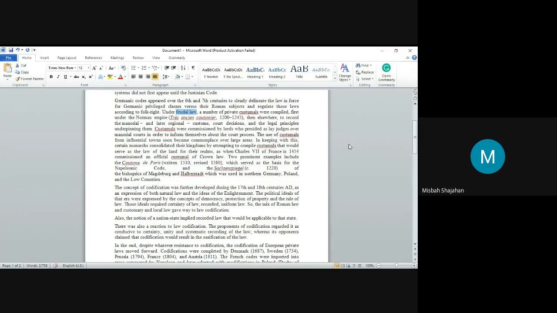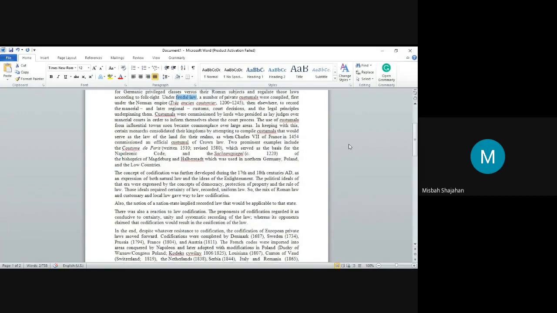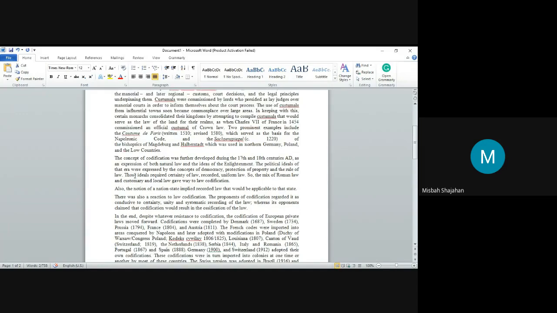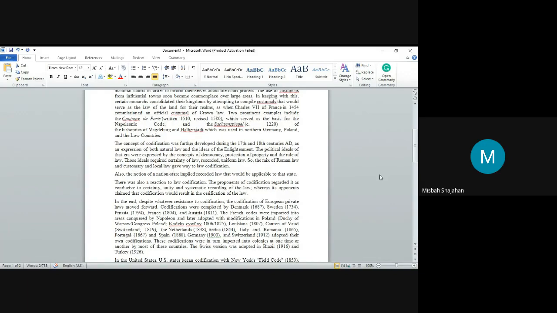Then there were customs accomplished by the lords. These customs were influential in towns and soon became commonplace over large areas. With this, certain monarchs consolidated their kingdoms by attempting to compile them. And the concept of codification was further developed during the 17th and 18th century.